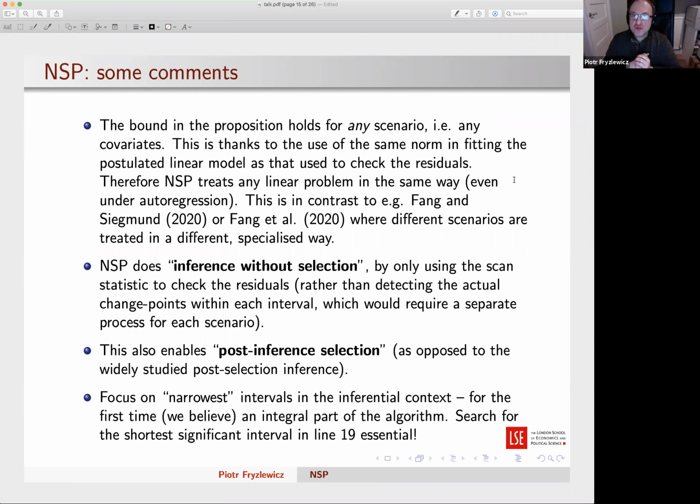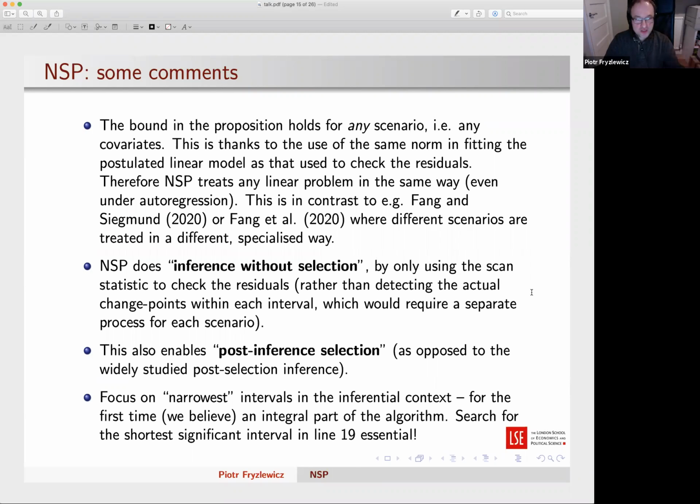And the reason they operate differently for each scenario, and they only covered scenarios 1 and 2 from my scenarios, is because they do detection at the same time. Whereas I operate completely the same way for any scenario. Give me any linear model and I'll run the same algorithm and the results will be valid for any sample size. Because I don't detect, I only perform inference without detection, and I use the same strange norm to fit my linear model as to check the residuals. So this is an important difference, I think.